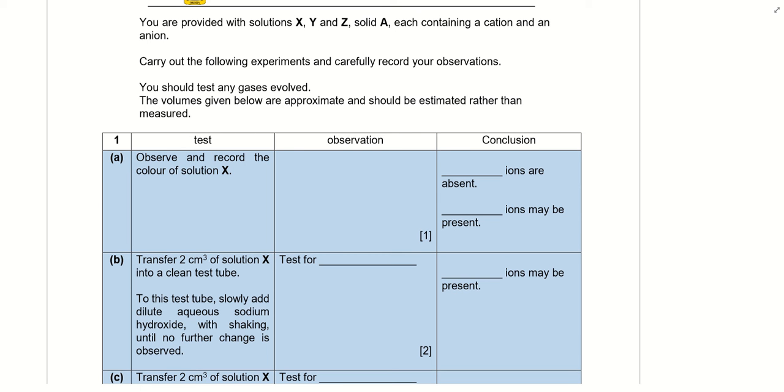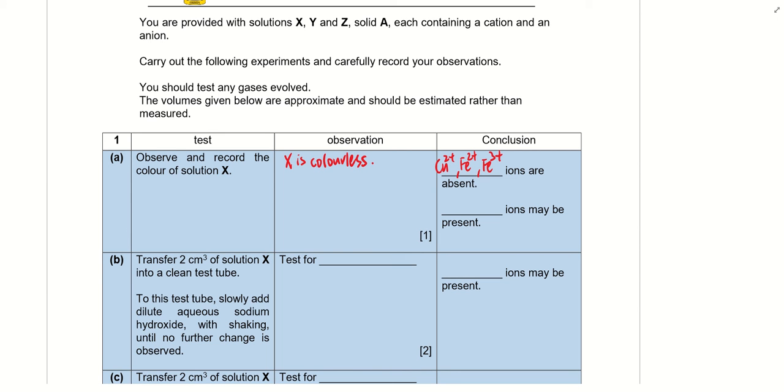So if solution X is colorless, now what can you deduce from this? Of course this has got to do with your cations. If it's colorless, you know that it cannot be those colored ions. So the ones that are absent will be Cu2+, Fe2+, and Fe3+, because these are the ones that are not present. If they were, the solution should be colored.